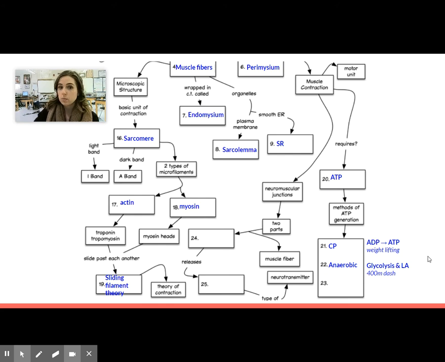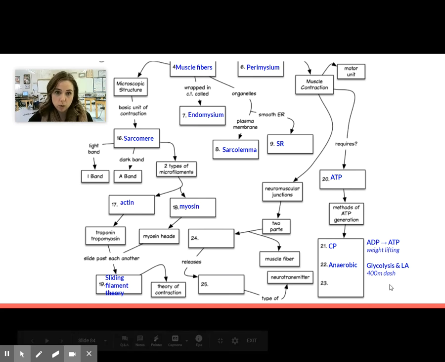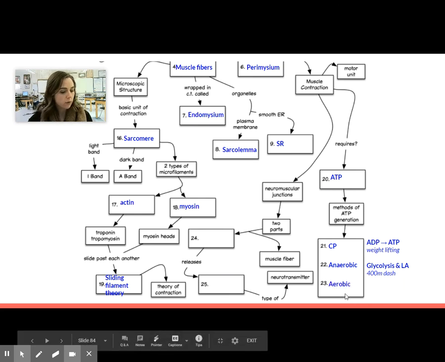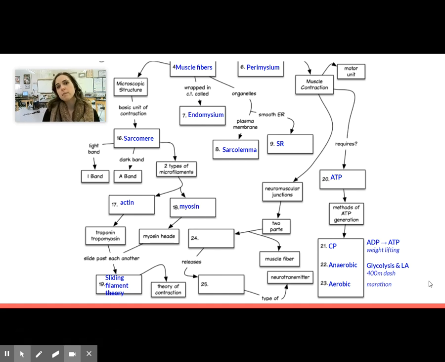And then lastly, we have our oxygen-using method, which is going to be aerobic respiration. This would be something for a more sustained activity that's going to last hours, where you have to be generating lots of energy for a long period of time. This would be you going throughout your normal day or even a marathon runner.